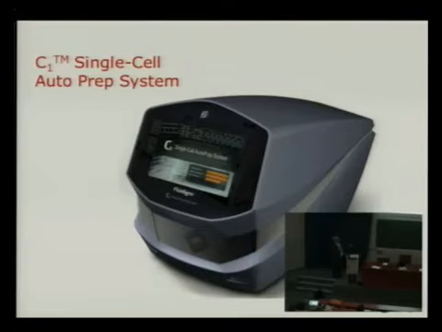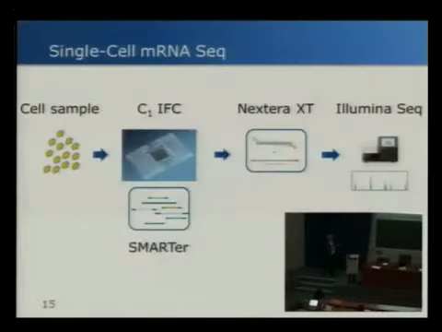Okay, so the Biomark using the dynamic arrays is an analytical system that you do qPCR in. This is a sample prep system that lets you isolate single cells and then do a series of biochemical steps. And then with the libraries you create from the single cells, you can do a number of different analyses. So it is possible to use the C1 to do qPCR like I just talked about. But what I want to talk about is using the C1 for doing RNA-seq. Okay, so mRNA-seq from single cells.